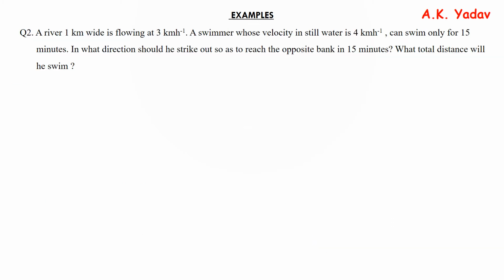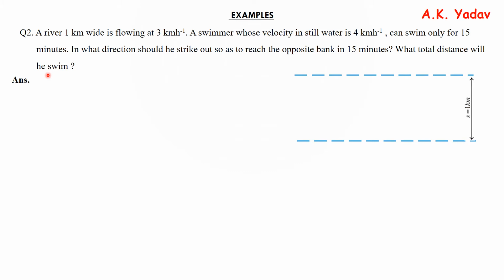Let's move to the next question. A river 1 kilometer wide is flowing at 3 kilometer per hour. A swimmer whose velocity in still water is 4 kilometer per hour can swim only for 15 minutes. In what direction should he strike out so as to reach the opposite bank in 15 minutes? What total distance does he swim?